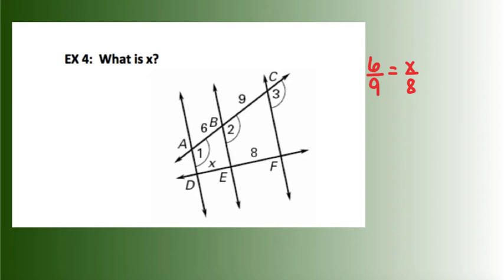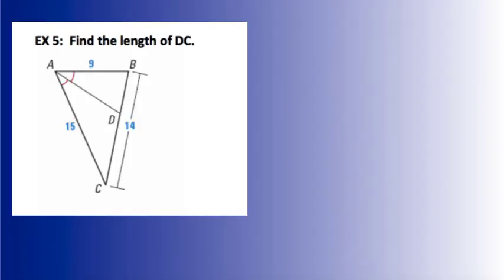Now, you could have written that proportion several different ways. Simplify to 2/3. And then cross multiply: 3x equals 16. So x equals either 16/3 or 5 1/3. All right, so that's how those two theorems work. Let's try the last one.